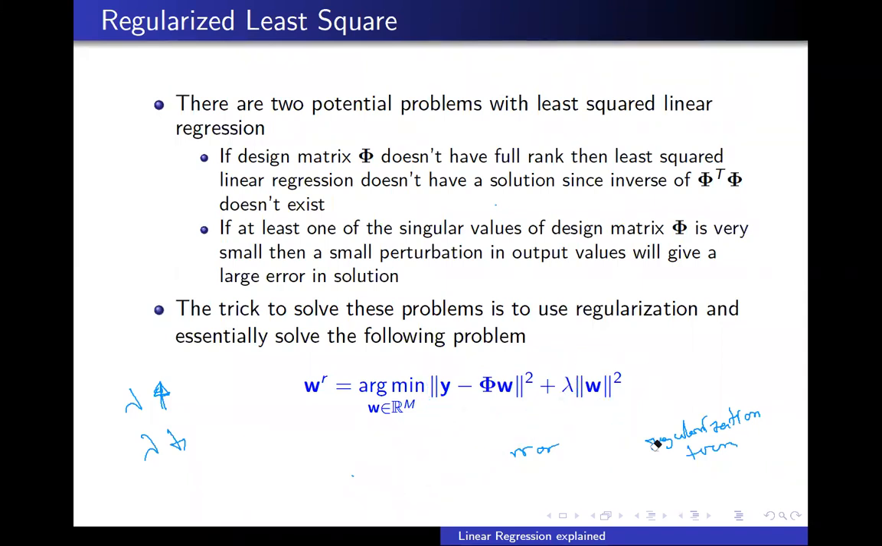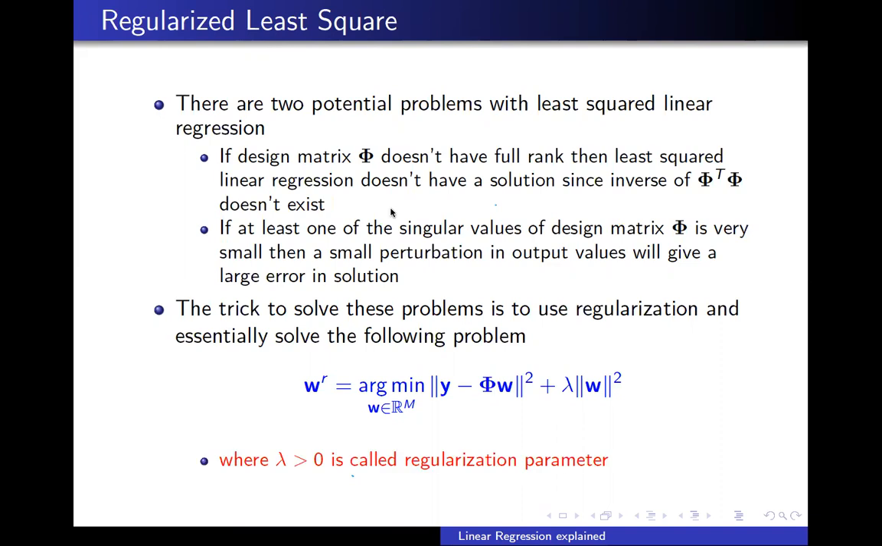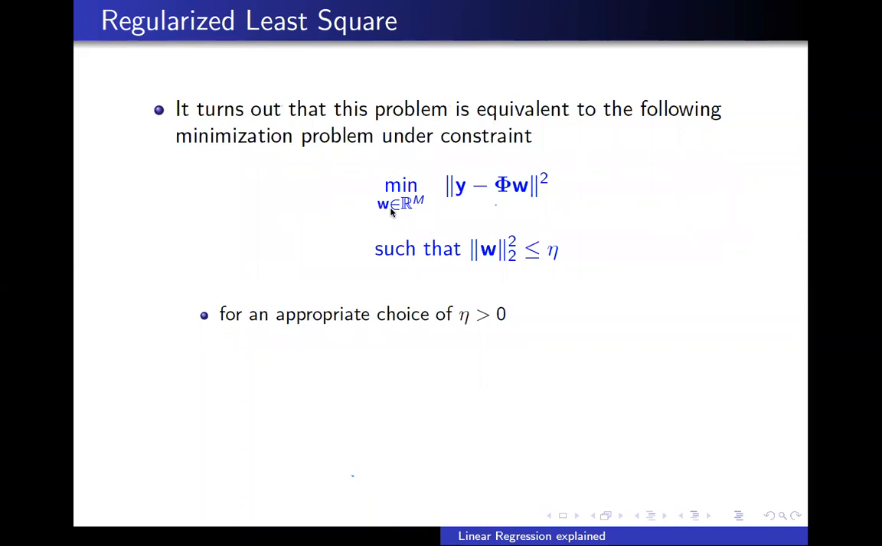So the important thing is that even applying this regularization term, we can still have a closed form solution, applying the exact same differentiation method that we have seen before. This lambda is typically known as the regularization parameter. And it turns out that this problem is equivalent to the following minimization problem under constraint. That is, you're trying to minimize this data fitting term under the constraint that the square norm is at most some eta.